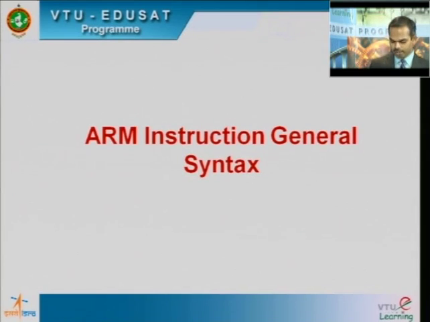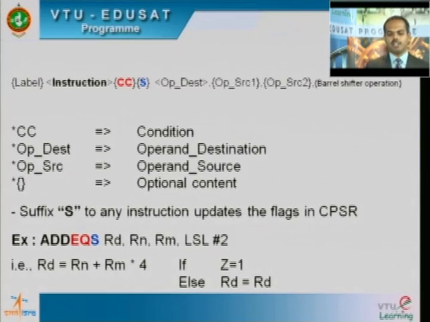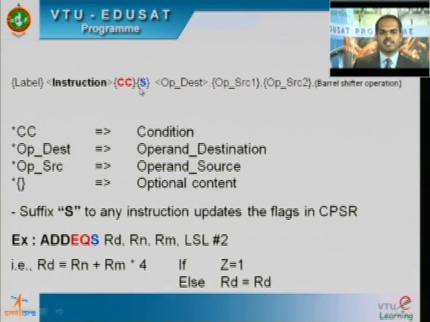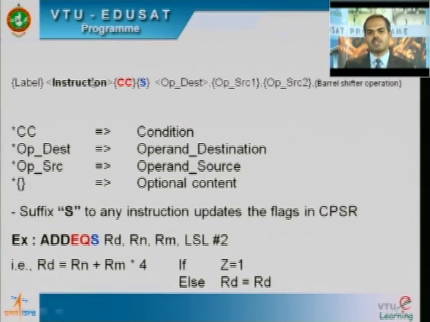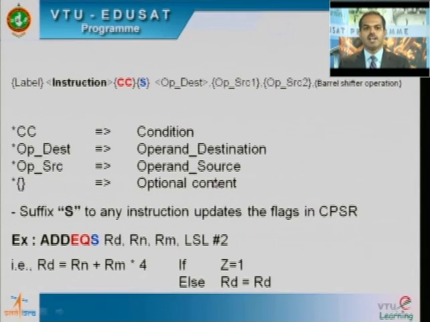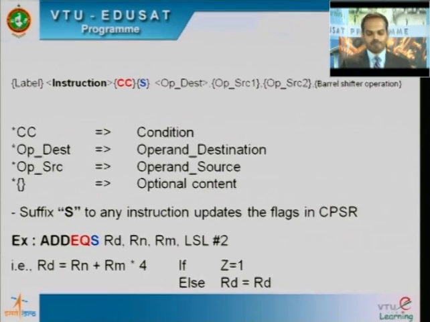What will be the general syntax of an ARM instruction? Here is the general syntax. It is label, then the instruction, CC. CC stands for condition. We will come to that. S is a suffix that enables an instruction to update the CPSR flags. We will come to that again in detail. Operand destination, operand source 1, operand source 2, and this is the barrel shifter operation. Whatever is in the curly bracket is optional content. It can be there in the instruction or it may not be there, but the general ARM syntax provides all these possible options.